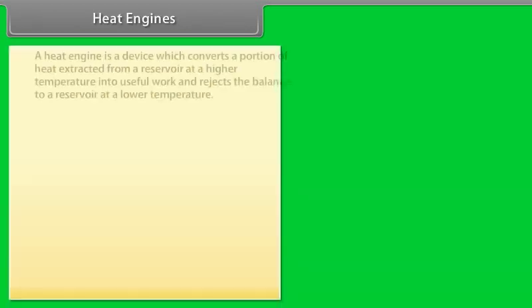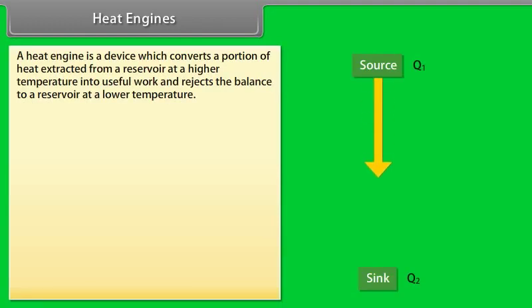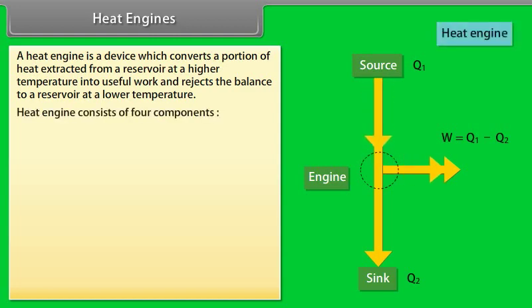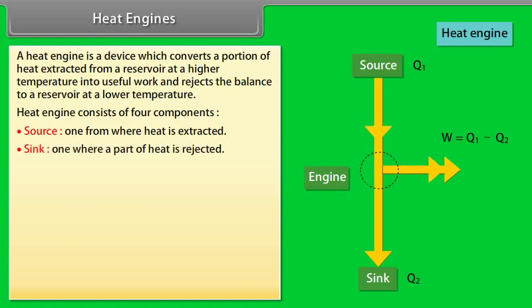Heat engines. A heat engine is a device which converts a portion of heat extracted from a reservoir at a high temperature into useful work done and rejects the balance to a reservoir at a lower temperature. Heat engines consist of four components. Source: from where heat is extracted. Sink: where a part of heat is rejected.